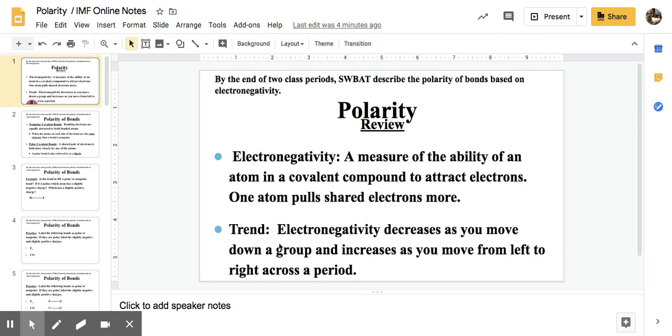So that does mean that fluorine is our most electronegative element. The closer something is to fluorine, the more electronegative it is. And this doesn't include the noble gases because they don't really bond, especially at the top. So we're excluding them.